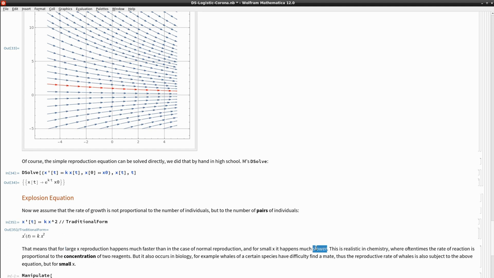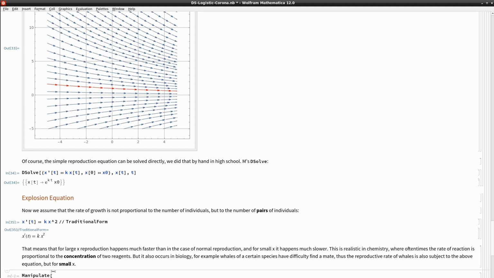And this is very realistic in many fields of science, for example in chemistry, where oftentimes the rate of reaction is proportional to the concentration of two reagents. But it also occurs in biology. For example, it's known that whales of a certain species have difficulty finding a mate, and thus the reproductive rate of whales is also subject to the above equation, but for small x.